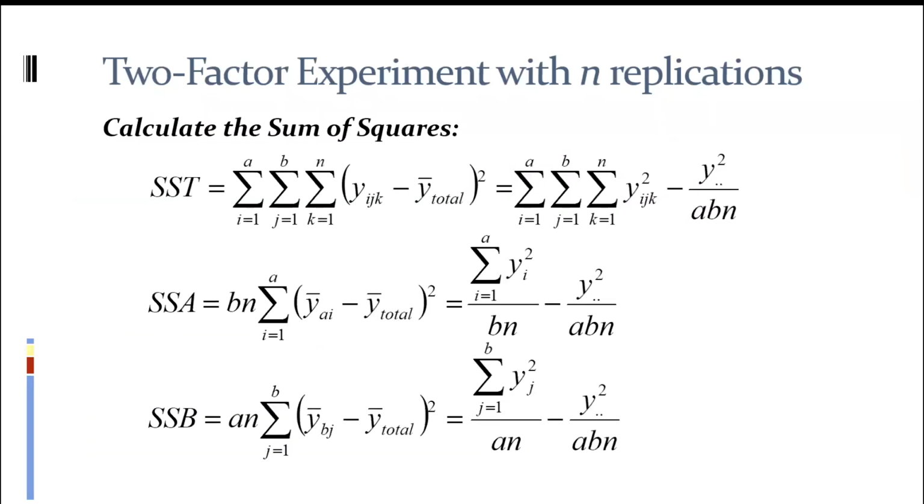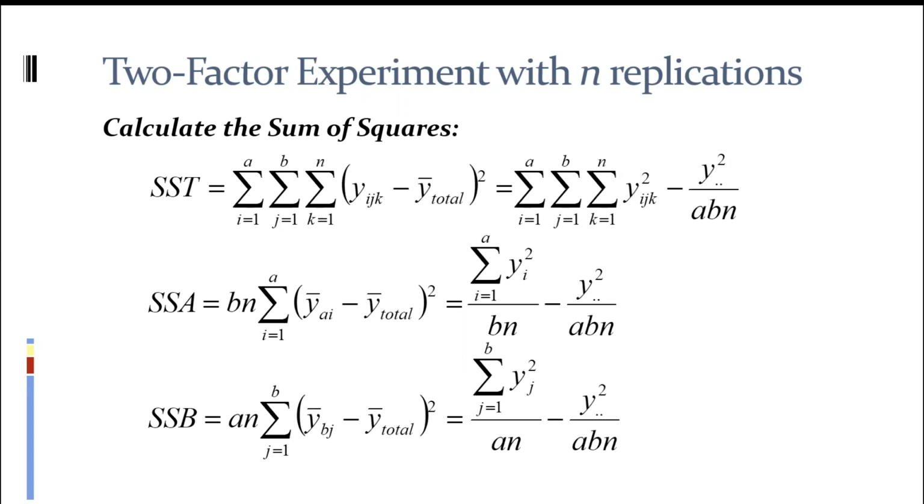So, eto, yung SST natin, again, same calculations, no? It's just the sum square of all the individual. So, the way we read this is the sum of square of all the individual observations. Tapos minus the correction factor. Again, correction factor, grand total squared divided by total observations.